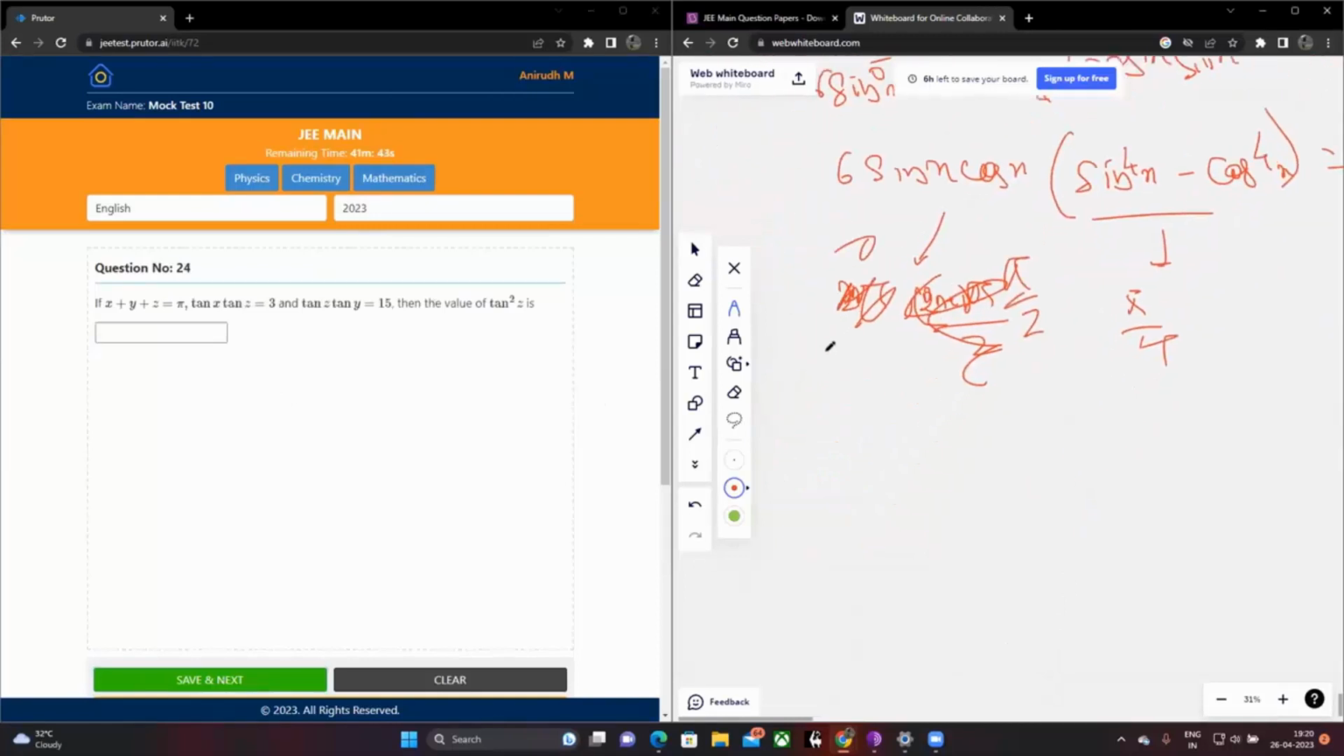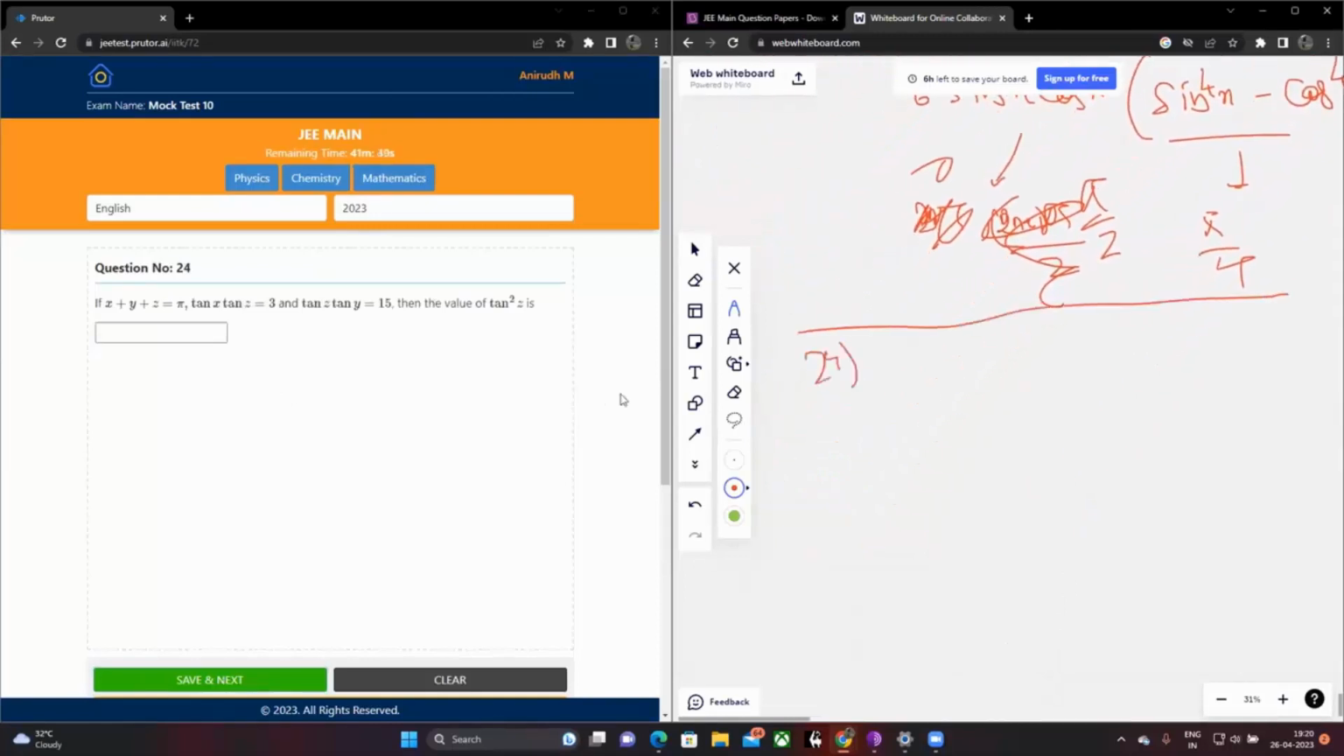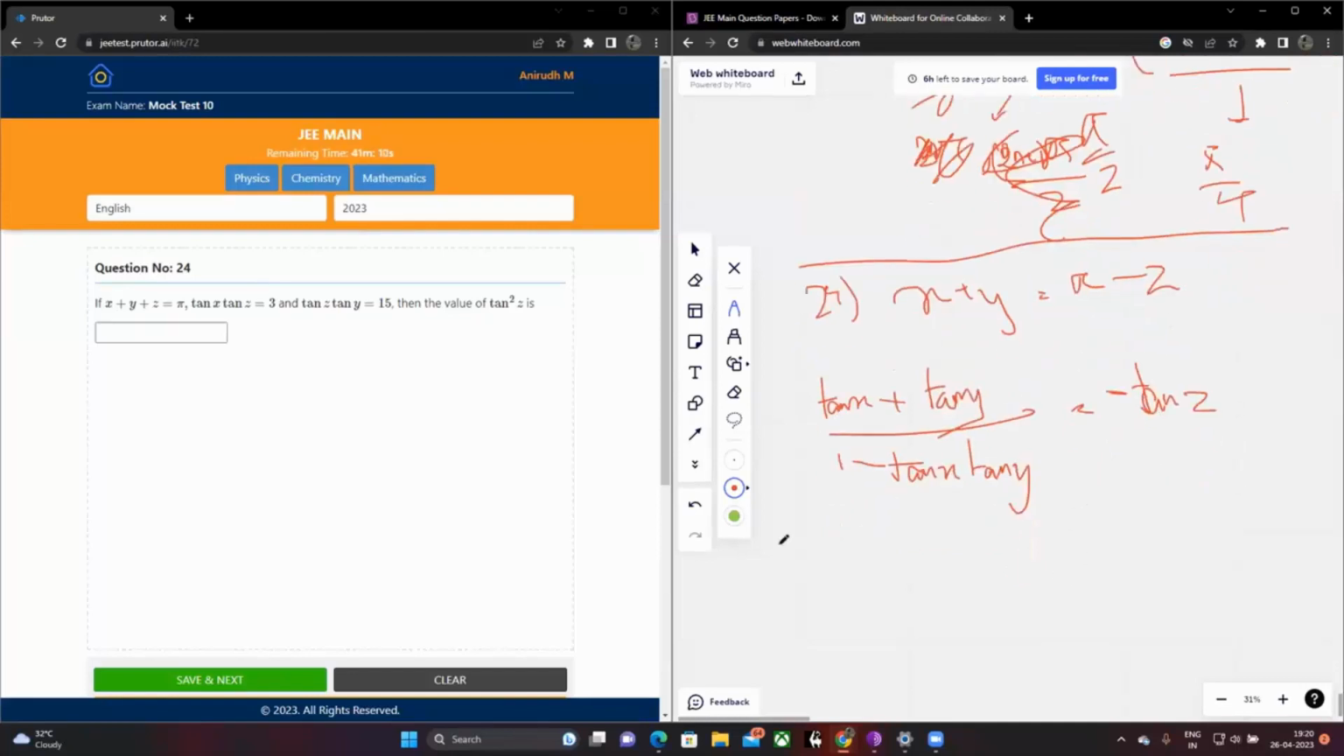Then 24, where this occurs, right? Tan x, tan z, tan y is here, and x plus y plus z is pi. So you are given that x plus y is equal to pi minus z, right? Taking tan on both sides, this is basically tan x plus tan y divided by 1 minus tan x tan y equaling minus tan z, right? Because tan of pi minus z is minus tan z, right?